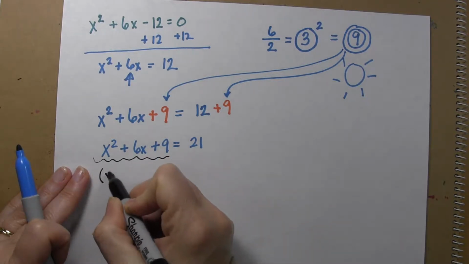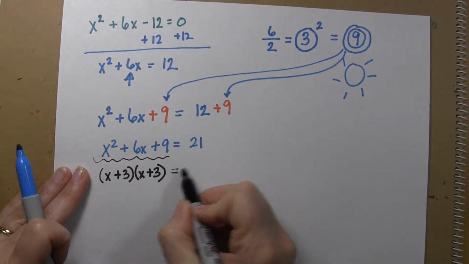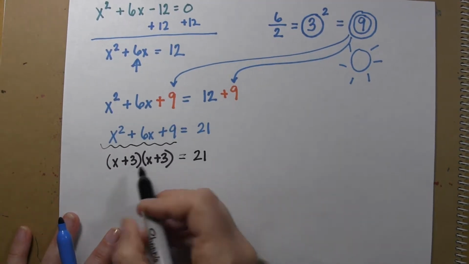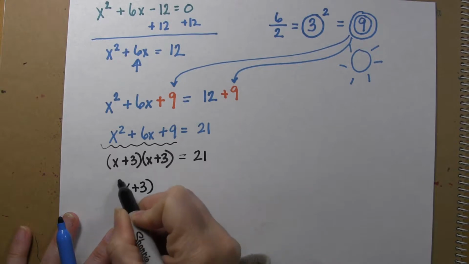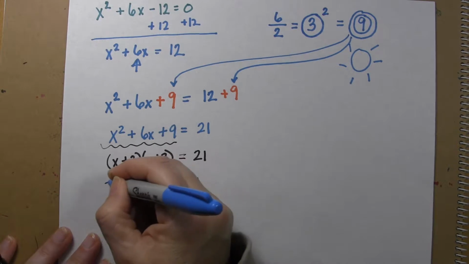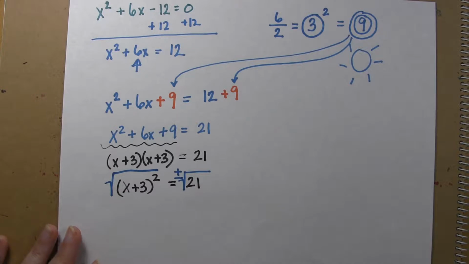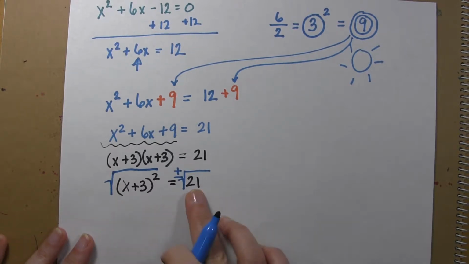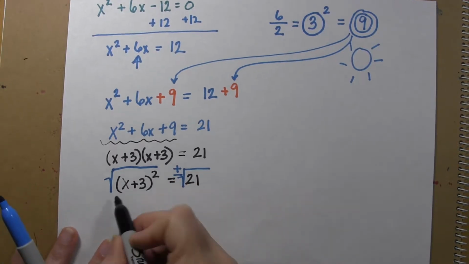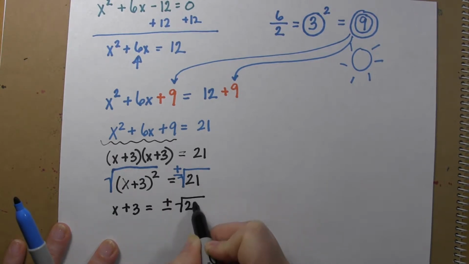And that's going to be x plus 3 times x plus 3, right? Is everybody with me? Okay, good. Now I'm going to rewrite this as x plus 3 quantity squared equals 21. And now we are going to be able to use our perfect square property, right? Where we could take the square root of both sides, making sure that we consider our negative answers. So this is going to be x plus 3 equals plus or minus the square root of 21.